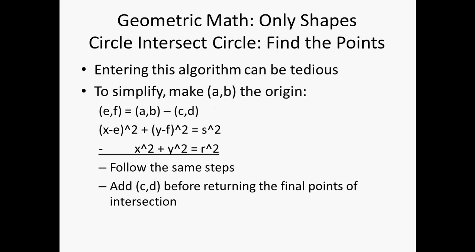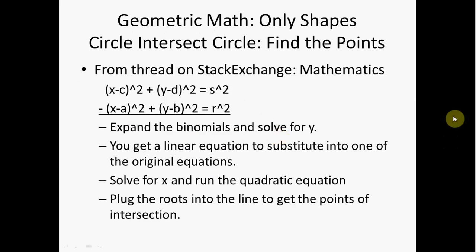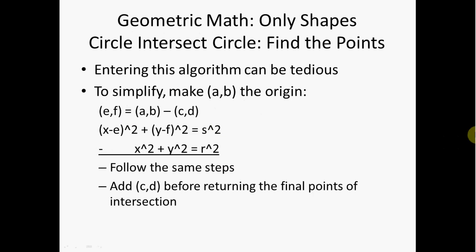So to simplify this, what I would recommend doing is making the center of one of your circles the origin and then doing all your calculations based on that. One caveat is before you return your final answer, make sure to add in that circle center. If you're familiar with vectors or if you've worked with vectors before, this is probably something you've done. But as you can see, this is simpler to solve than this is. It takes a couple constants out, and it's just easier.